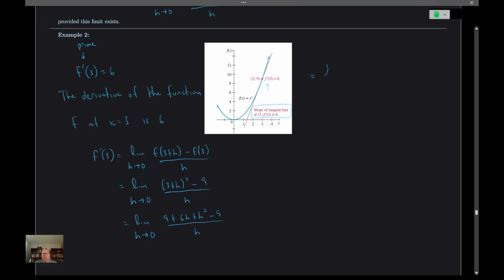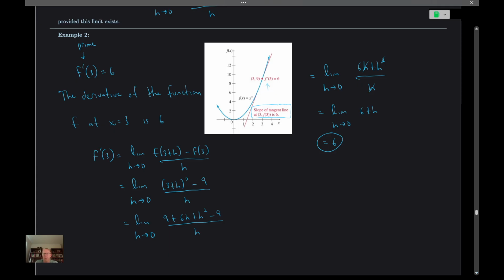Let's come up here. We get 6h plus h squared over h. We cancel 1h from each term. That gives us the limit as h goes to 0 of 6 plus h. And that, of course, is 6, which is what they tell us here. So that's how they get that 6.